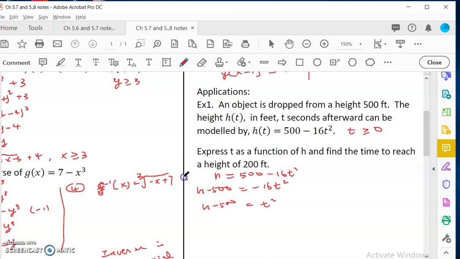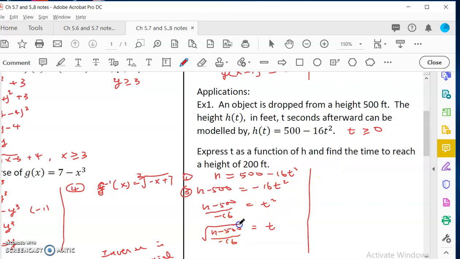So again, this is step 1. This is solving. We don't need to switch x and y, so this is step 3. So we keep the h and t because we'll just keep the same variable. And so this is divided by negative 16. And then we are going to do a square root. Because t is positive, when I do the square root, I only need to do the positive one. So this is how I would do it.